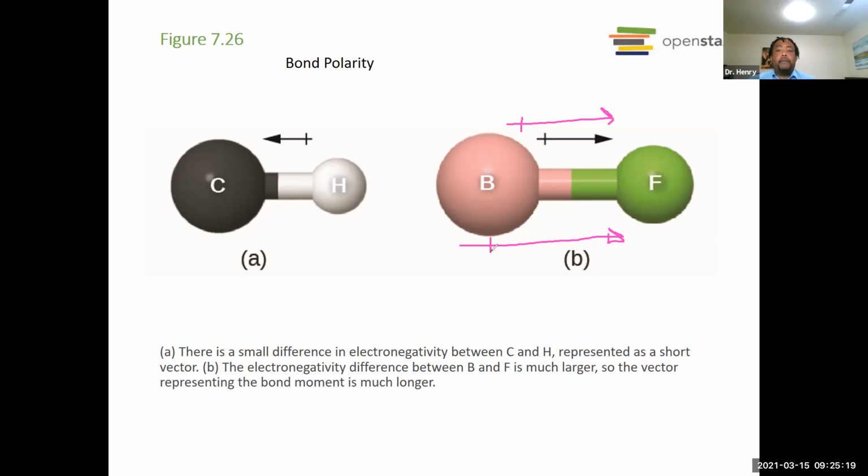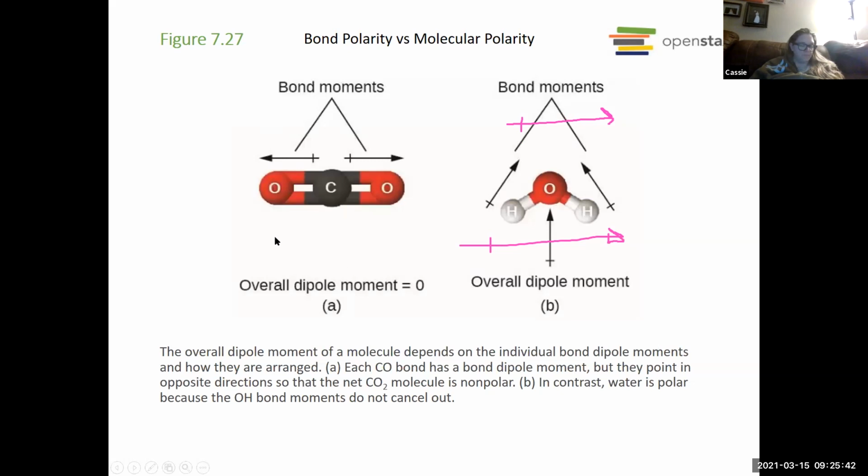Okay. And when we're talking about molecular, we're talking about the full thing. We're not just talking about a single bond. We're talking about the whole molecule. So when we're talking about molecular polarity, we have to look at the entire thing altogether, rather than just between two atoms. Does that make sense? Yeah. Okay. So here's an example.